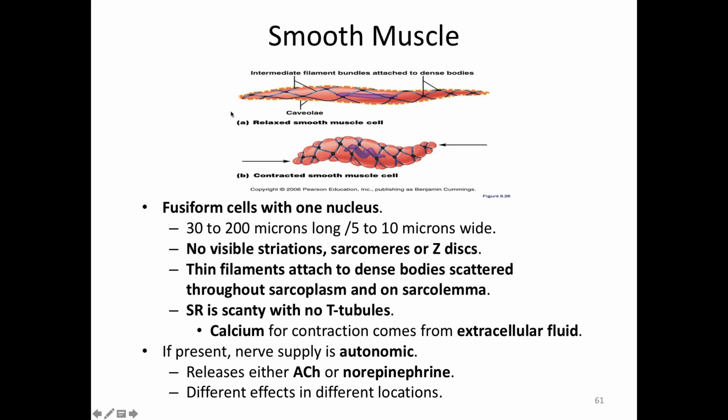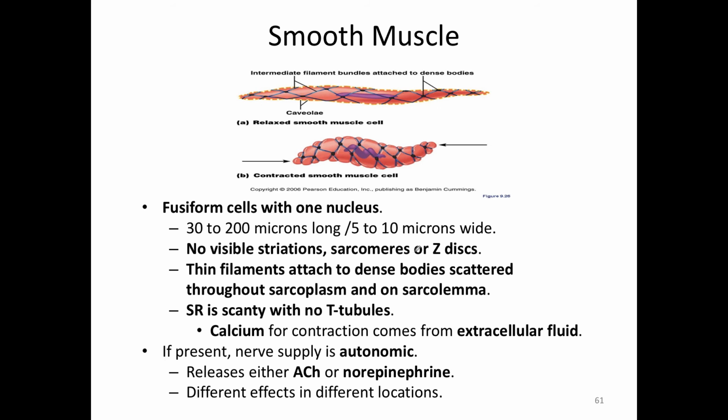So here is what a smooth muscle looks like. This is a single cell. So A is relaxed, B is contracted. And these are fusiform, meaning they have a broad center and pointy ends. So these are between 3 and 200 microns long, depending on location, and 5 to 10 microns wide. They don't have any visible striations, sarcomeres, or Z-discs.